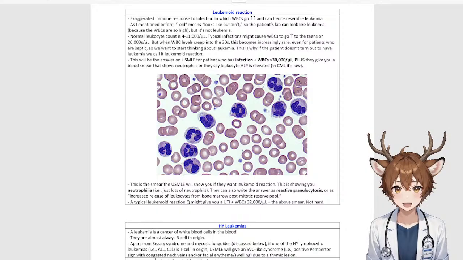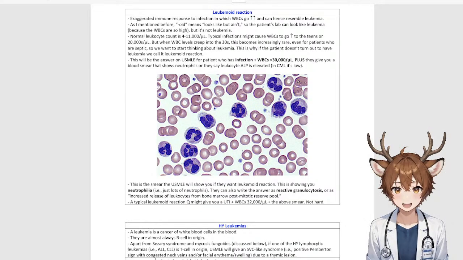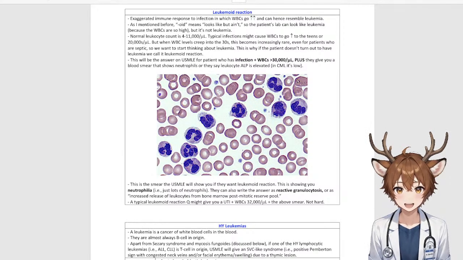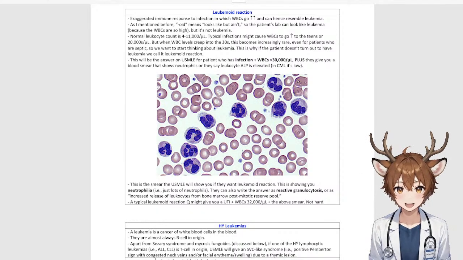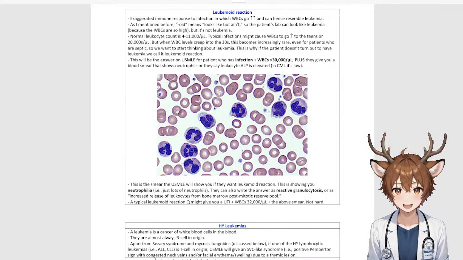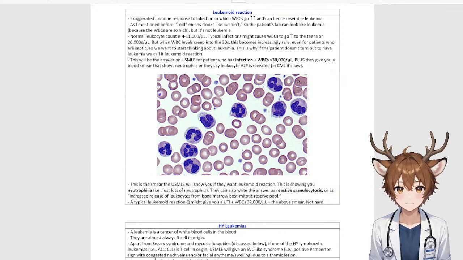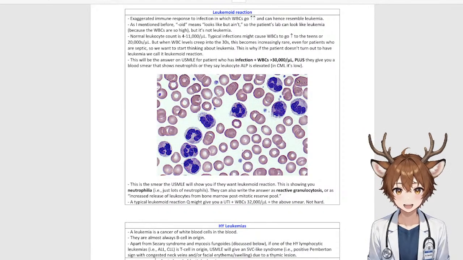This is why the patient doesn't turn out to have leukemia. We call it leukemoid reaction, because it resembles leukemia, but is not. This will be the answer on USMLE for a patient who has an infection with white blood cells greater than 30,000 per microliter, plus they give you a blood smear that shows neutrophils, or they say leukocyte ALP is elevated; in CML, it's low. This is the smear the USMLE will show you if they want leukemoid reaction.